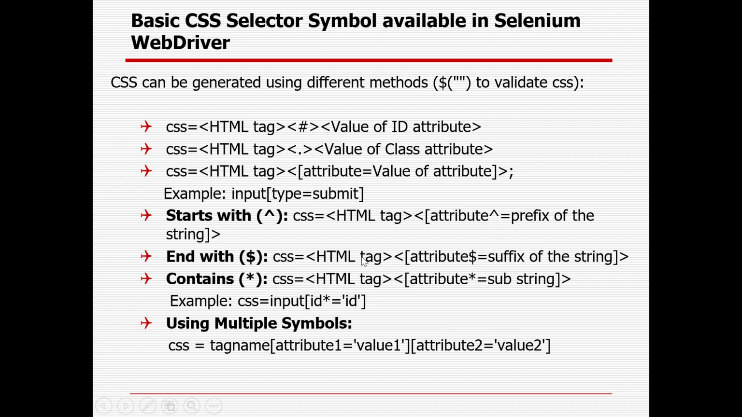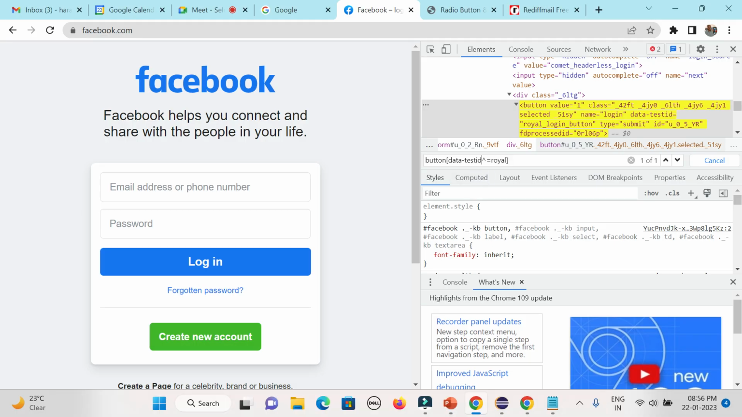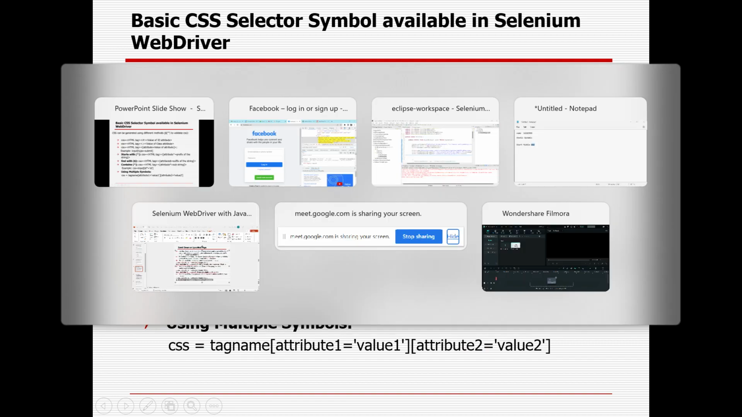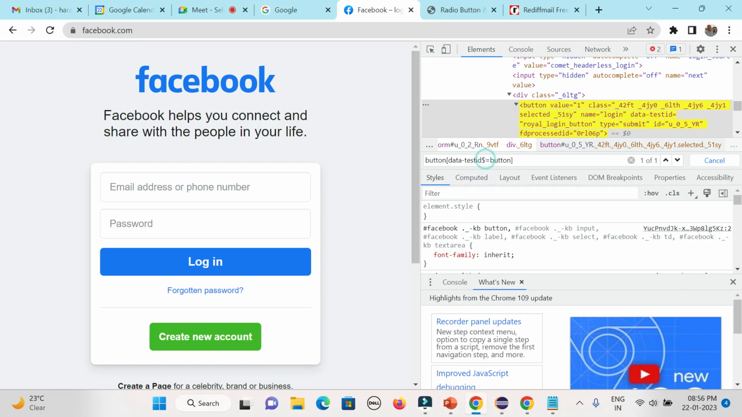In case it's ends with, you need to change to the dollar sign, and then the last part, dollar equal to... what is the last part? Button. And in case we go with contains, you need to give the star sign, star, and then the middle part or end part, any part. Star sign. So that is the way you can create the CSS selector.